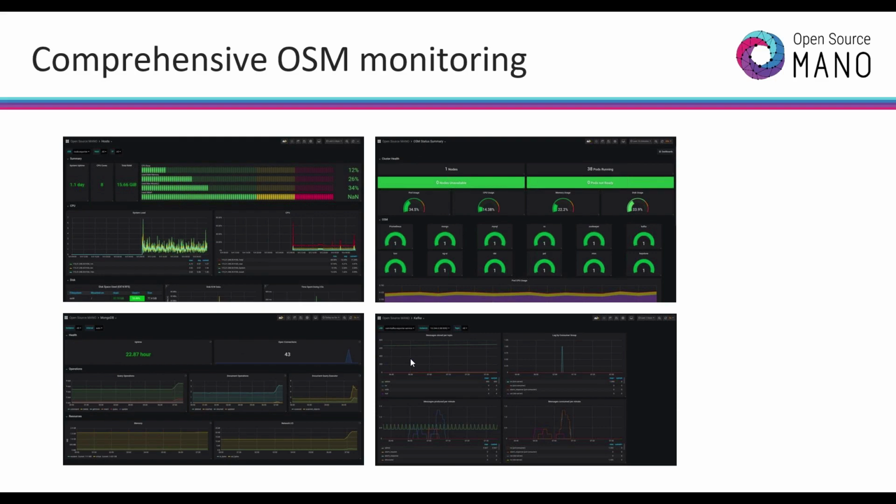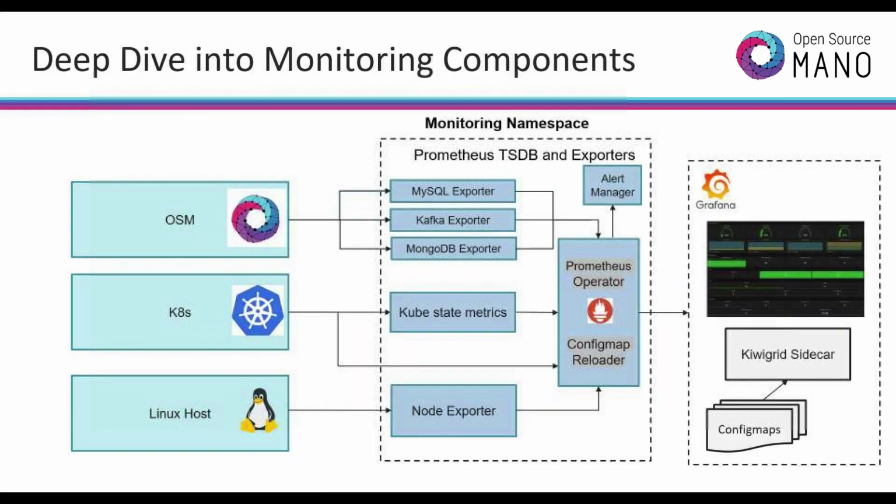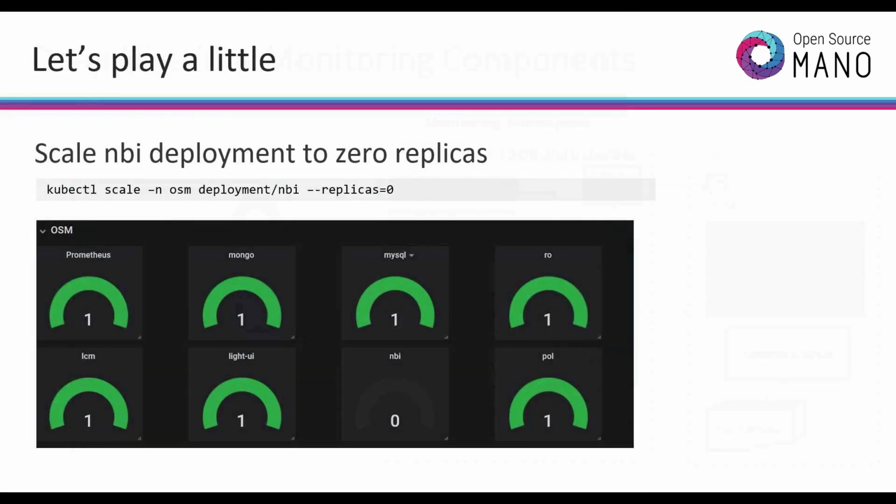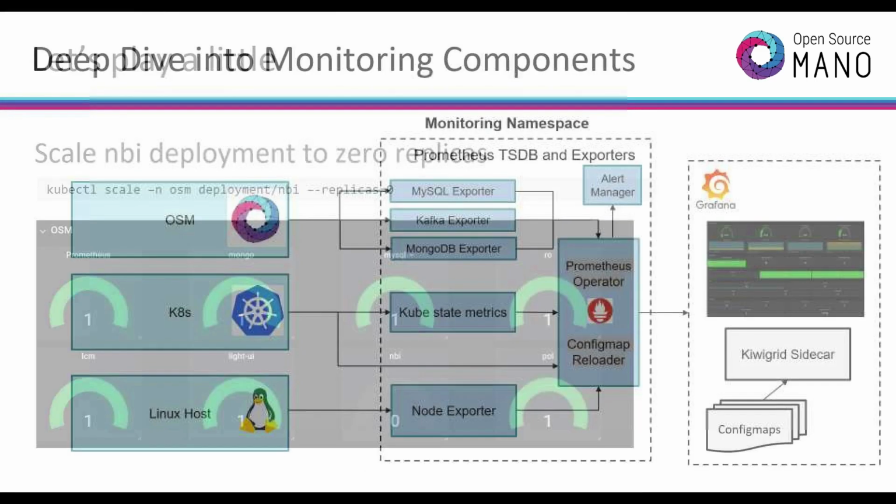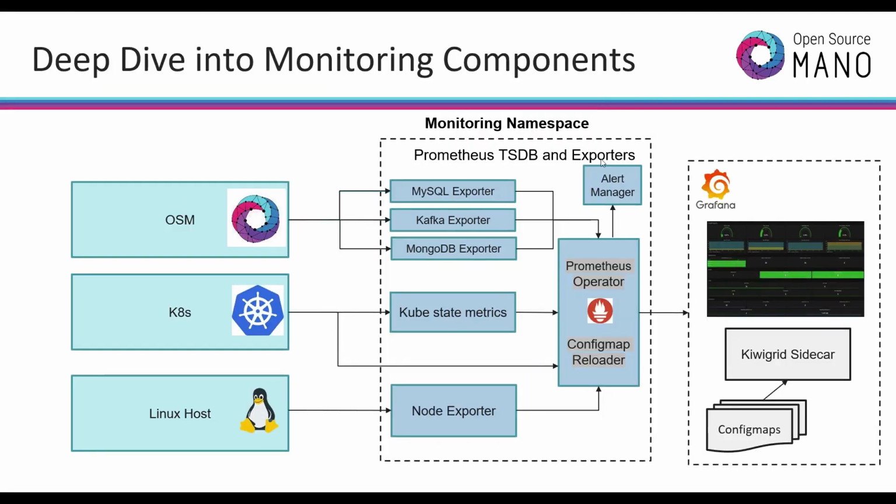So how do we install Prometheus operator? Prometheus operator and exporters are deployed using Helm charts in the monitoring namespace. The installation of all of these will be taken care of by the installer. Once you follow the installation guide on the OSM page, you run the installer script, and that script will do everything for you.